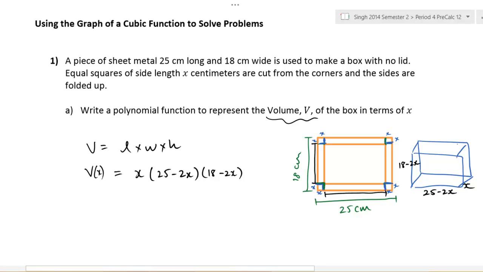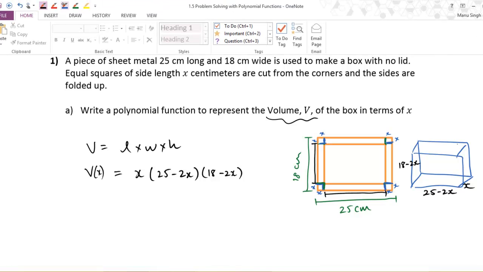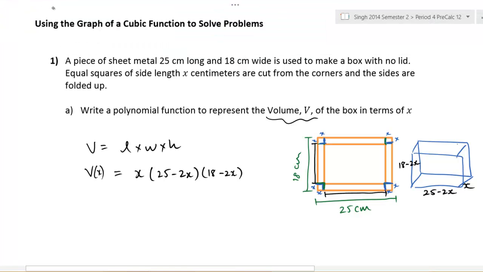Now we're going to have some restrictions here, and the restrictions are going to come from the way this function is set up. We know that in physical parameters we cannot have a side length that's negative, so as a result we know that this x value is going to have to be a number bigger than 0. We also know that this expression has to be bigger than 0, so 25 minus 2x has got to be bigger than 0, which means 25 is bigger than 2x, which means x is going to have to be less than 12.5.